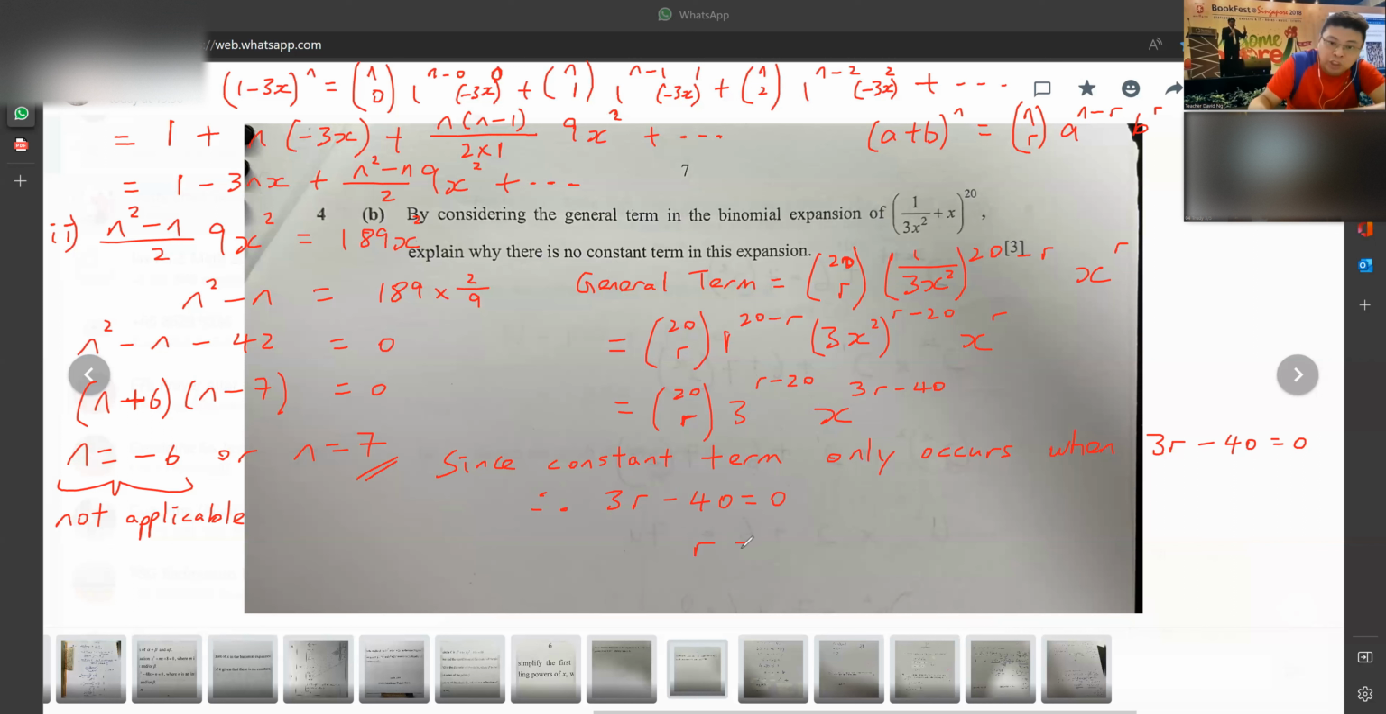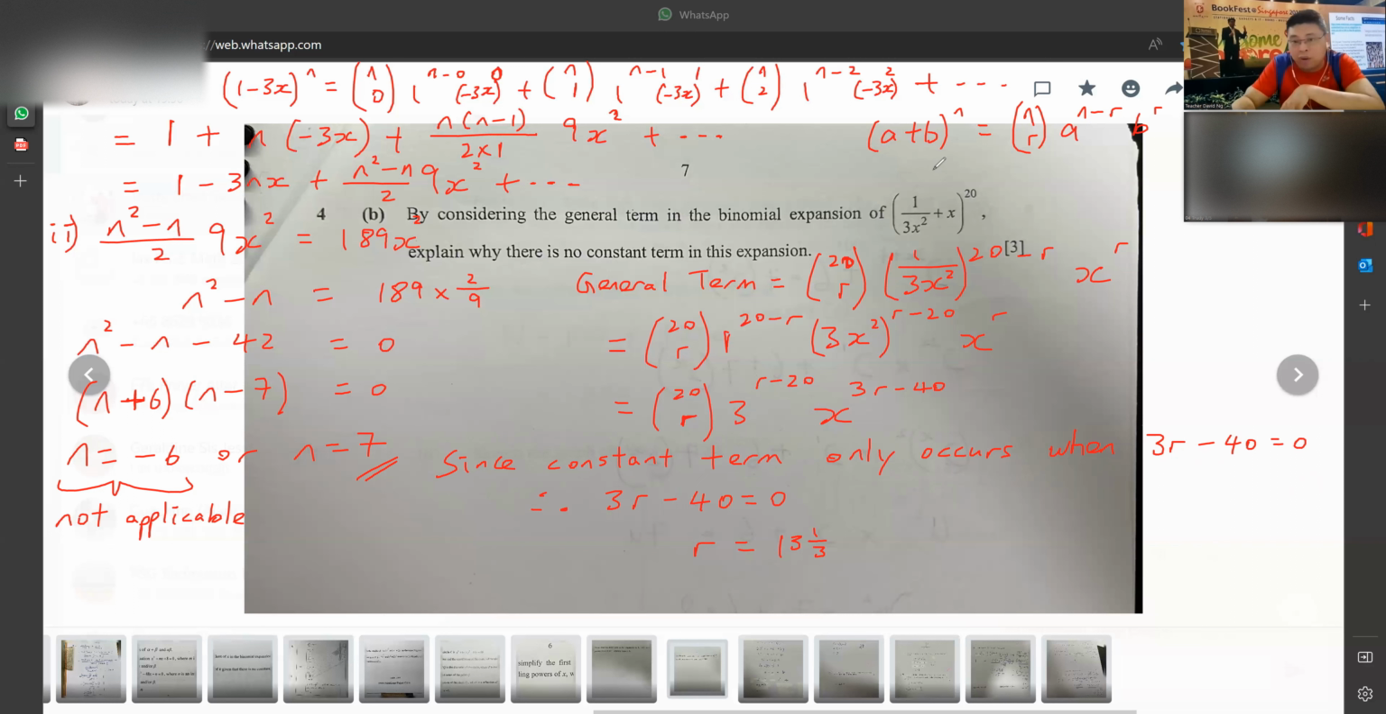Your r is actually a fraction, right? r is 40 over 3, which is 13 and 1 third. Then you think for a second: can r be a fraction? You sure? r cannot be a fraction. How come? Because you cannot choose a fraction.